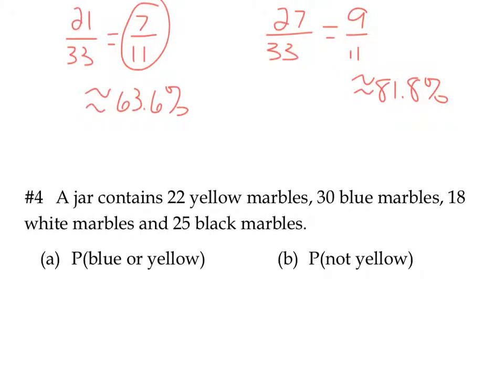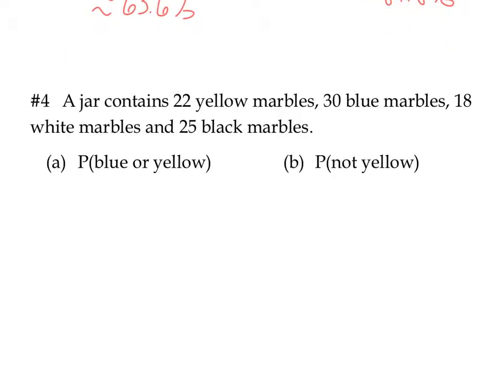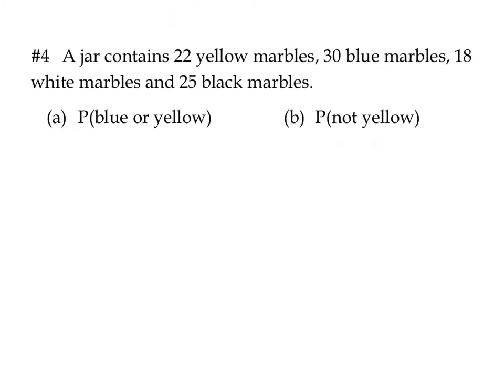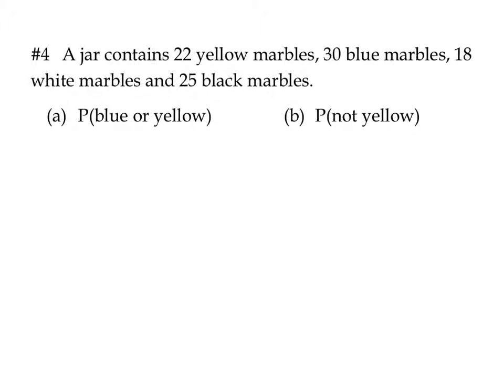A couple other examples here, and you should probably be trying these on your own, right? Pause the video here, maybe try these and see if you're doing them right. So this last one here says a jar contains 22 yellow marbles, 30 blue marbles, 18 white marbles, and 25 black marbles. The first thing we might want to do is find our sample space. So our sample space would be the total marbles we'd have here. Right? So our sample space, if we add all those together, is 95.